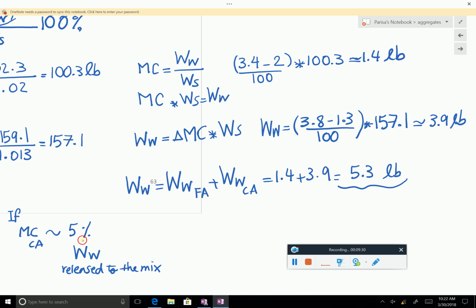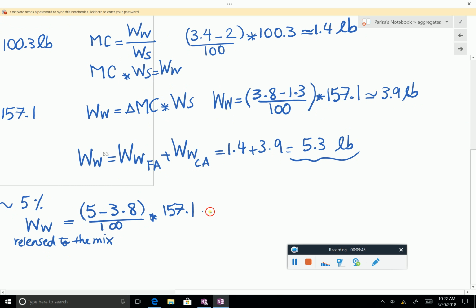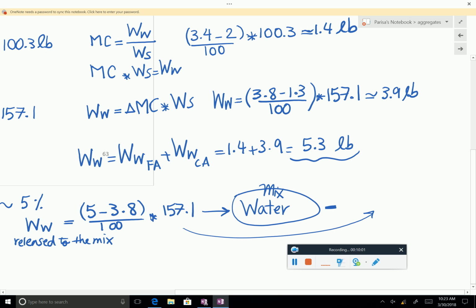Now, if it was 5%, then the weight of water released would be 5 minus 3.8. And whatever number you would get here, this is for mixed water, whatever you calculated from your design, you had to subtract this to calculate the final water. Otherwise, your mixture would be too watery, and then your concrete may not be as strong as you designed it for. If you have too much water, it's not good.